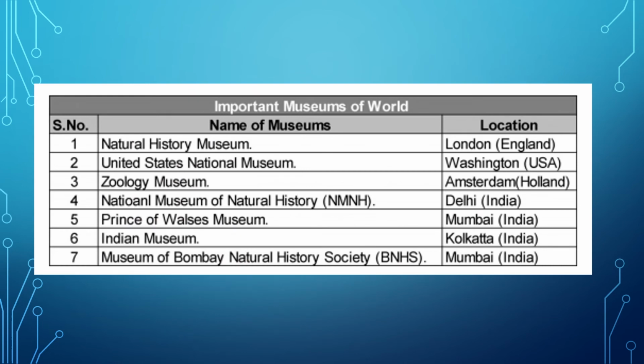The list of important museums of the world are Natural History Museum located in London, England, United States National Museum located in Washington, USA, then Zoology Museum in Amsterdam, Holland, National Museum of Natural History in Delhi, India, then Prince of Wales Museum, Mumbai, India. Next, Indian Museum located in Kolkata in India, then Bombay Natural History Society, BNHS, located in Mumbai, belonging to India.